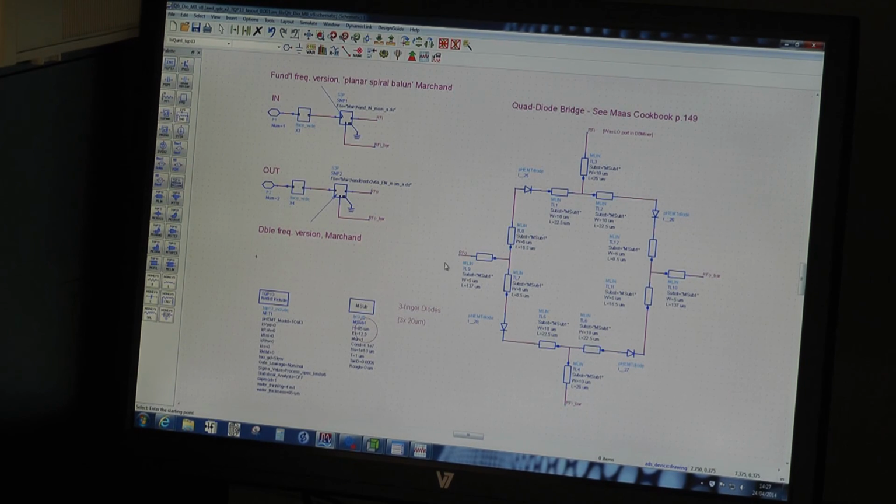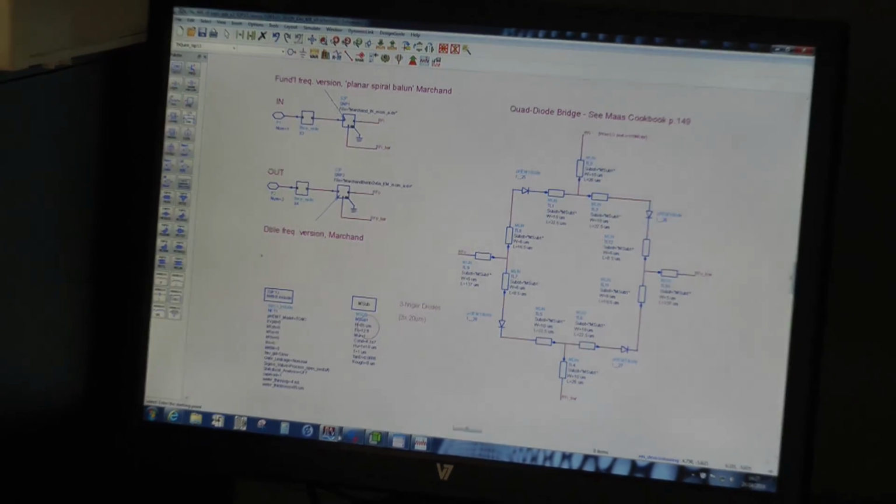We're going to tap out through a Marchand balun to give us our twice frequency output. We're going to be using the TriQuint TQP13 process. So let's have a look at the input balun to begin with. This is a fully EM simulated S-parameter block at the moment.